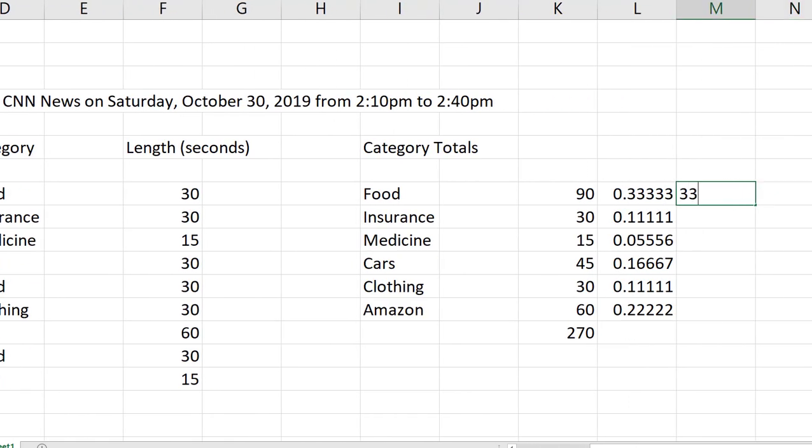So this would be 33%, and this would be 11%, and this would be, let's round up to 6%, and this would be about 17%, and this would be about 11%, and this would be about 22%. And there you go. These should all add up to 100%. And then you get an idea as to what, in my example, not done from actually watching TV, food was a third of the commercials, Amazon was a fifth of the commercials. And that should pretty much do it.